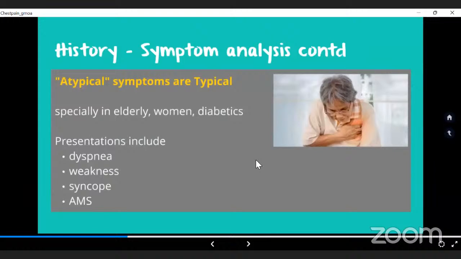So atypical presentations are especially common in the elderly, in women, and in diabetes. Not to discriminate, but in women, yes, that is our experience. They present with very atypical complaints, but are ultimately proven to have acute myocardial infarction. So be careful, very careful.